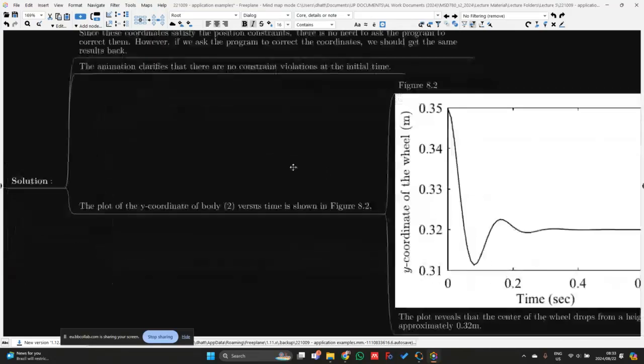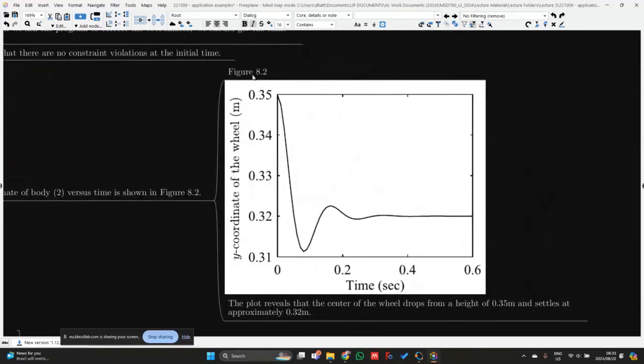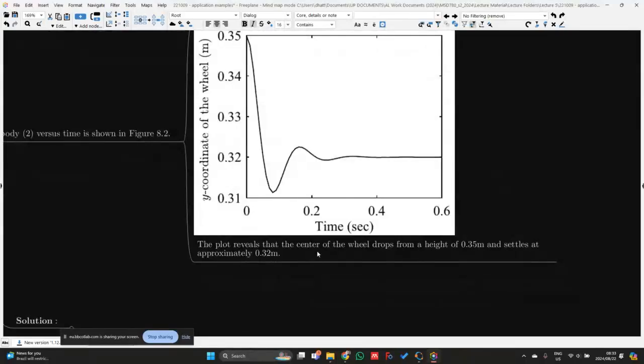So we saw that all of the components were connected and they were moving. Then we can also have a look at the plot of the y coordinate of body 2 versus time. So this is just shown in figure 8.2 again. And this once again matches what we got from the DAP-BC system.